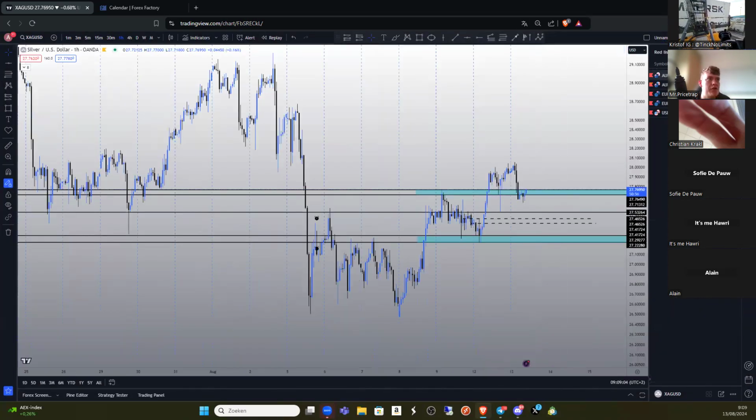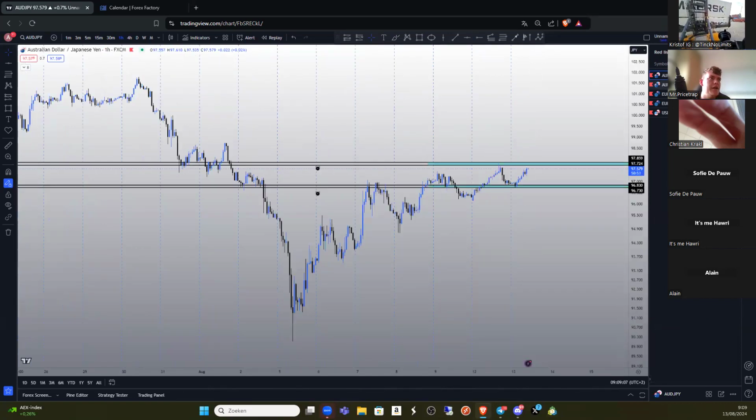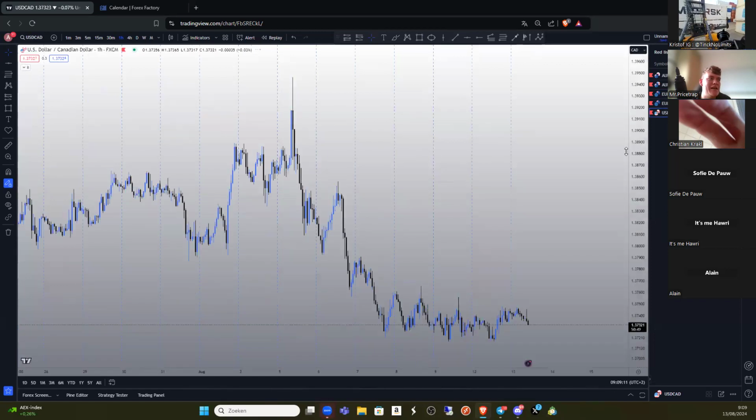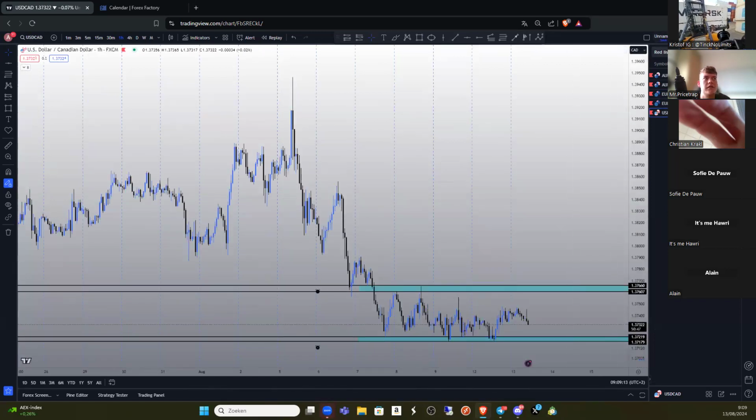So let me go over one more time. We have AUD JPY, AUD USD, Euro AUD, Euro NZD, USD Canadian. Those are the pairs that are still in between our price traps. So we are waiting on that one.